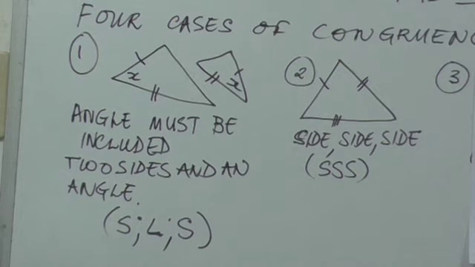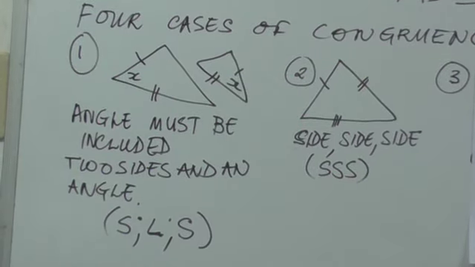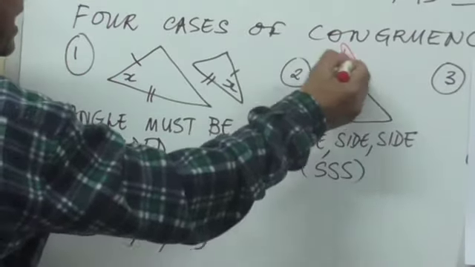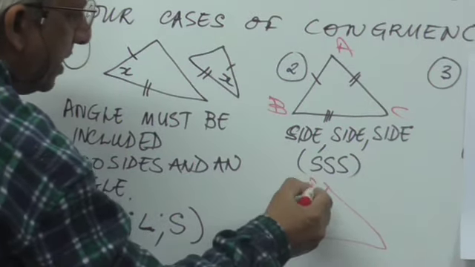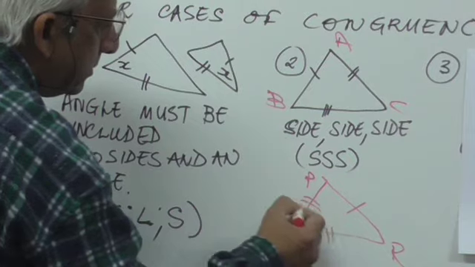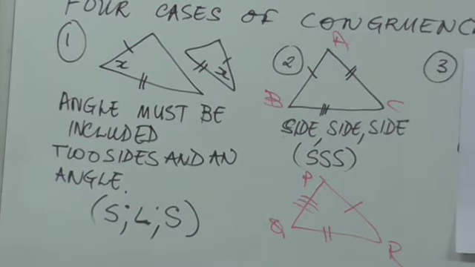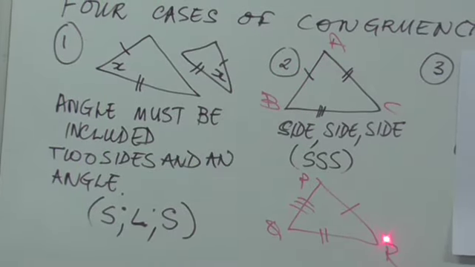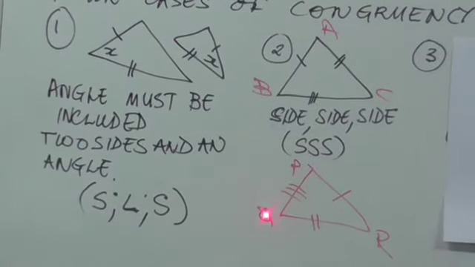Now that second case is called side, side, side. So you will be given 2 triangles. Let's say you were given that one, call that A, B, C, and you'll be given another one, P, Q, R. And when you look at these 2 triangles carefully, you'll find that AB is equal to PR. AC is equal to QR.